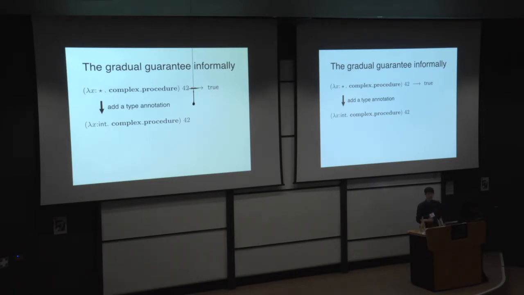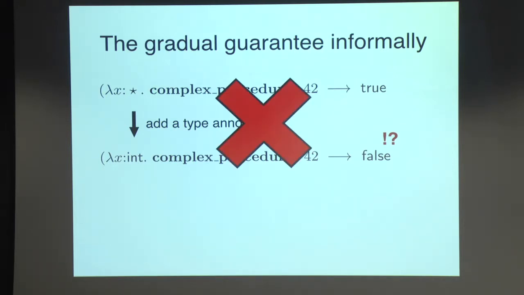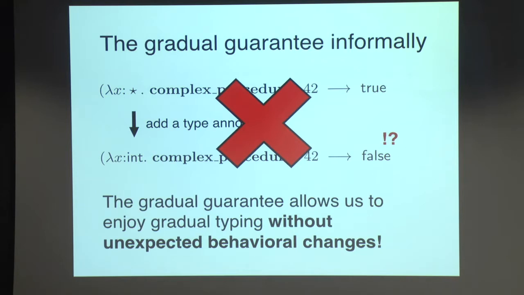Of course, you hope you will get the same result, true. However, what if the result changes? You will be very, very confused. You will never use this programming language. Yeah. So fortunately, the gradual guarantee ensures that such a confusion never occurs. The gradual guarantee allows us to enjoy gradual typing without unexpected behavioral changes.